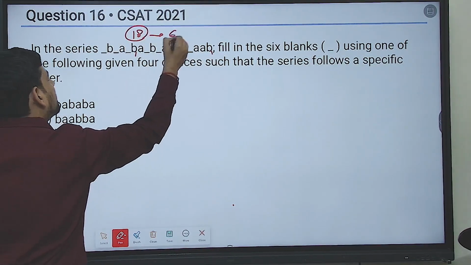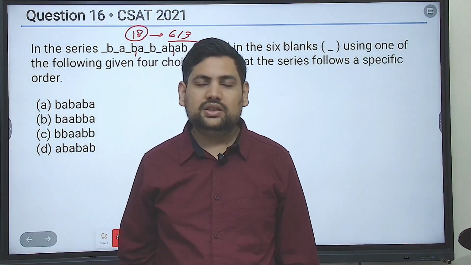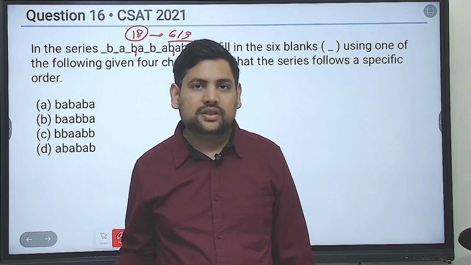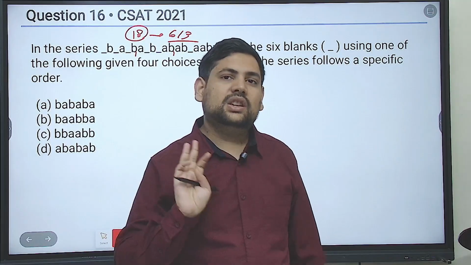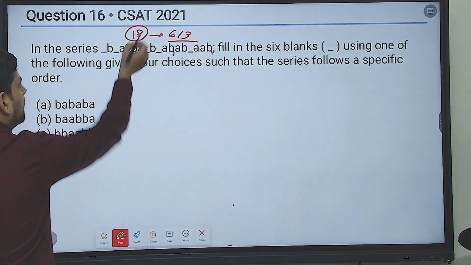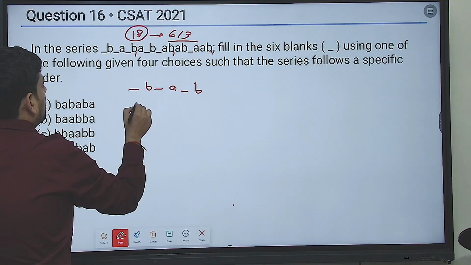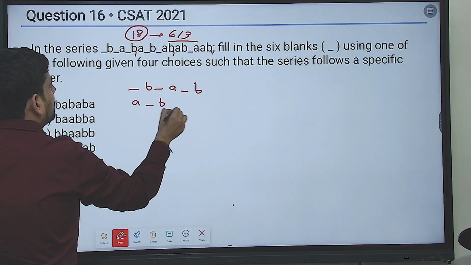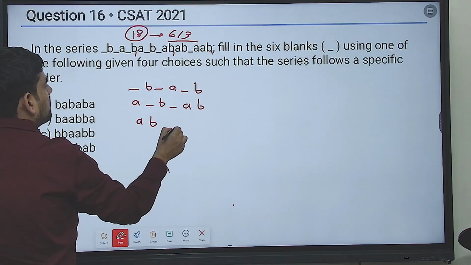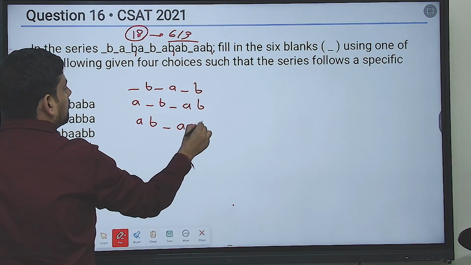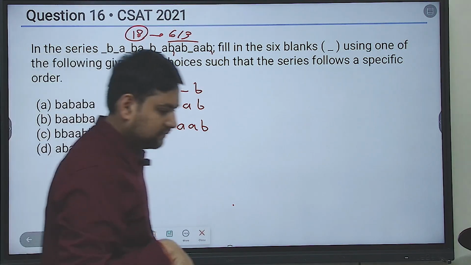What are the groups possible? 6 or 3. Any way you like, it does not matter, because 3 is exactly half, so the same pattern usually follows just in half. Now let's divide it into 6. So this is dash b dash a dash b, then a dash b dash a b, then a b dash a b. Correct? This is the pattern.